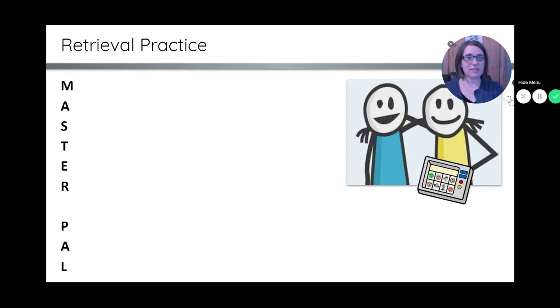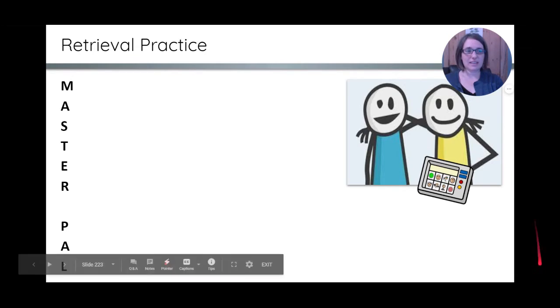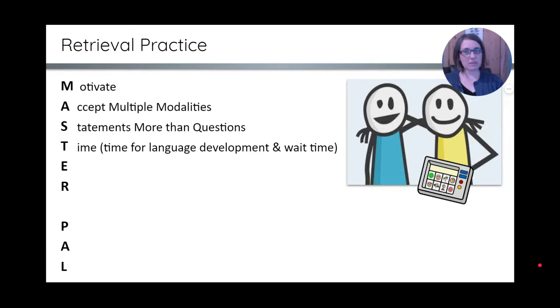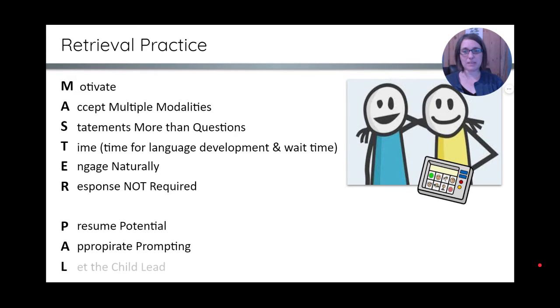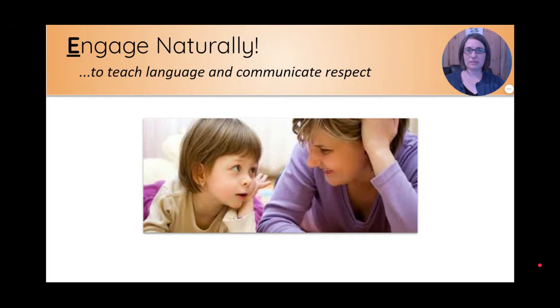All right, so if you are back, we'll go ahead and take a look at these. See how you did. Motivate, accept multiple modalities, statements more than questions, time, both language development and wait time. Engage naturally is the one we're about to explore, so you might not have gotten that one. And response not required, that is our master. And then for PAL, we have presume potential, appropriate prompting, and let the child lead. Okay, so this is where we are.